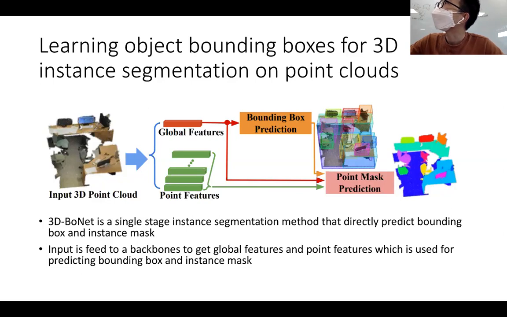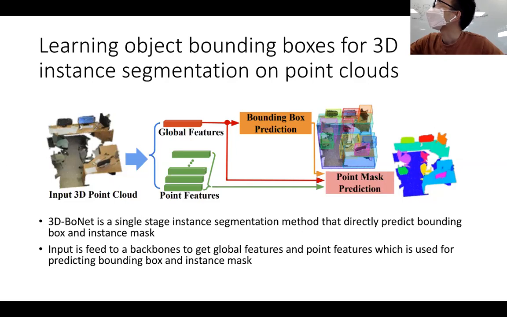You have an input 3D point cloud, and you have a global feature. Global feature means it is a one by one vector. Point feature means for every point you have a feature. So you can see that this one is 1 by C, where C is the number of channels, and this one is N by C, where N is the number of points and C is the number of channels.